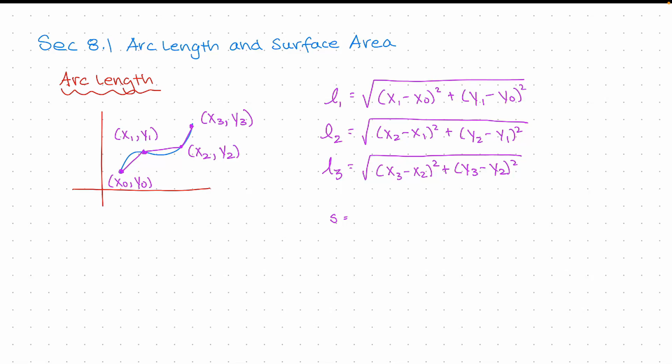Now, I'll just jump ahead. Let's just say we can use a summation to represent it. And actually, I should say approximately. Arc length is approximately equal to the summation as i goes from 1 to 3 of the sum of all these line segments. So I'll say L sub i.